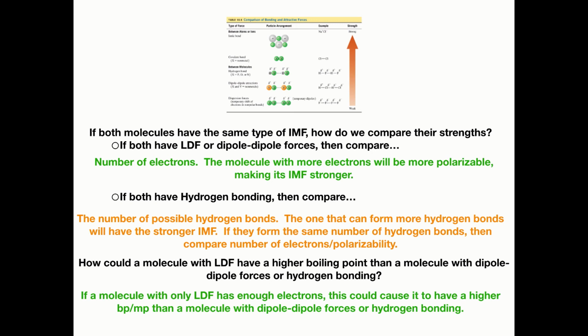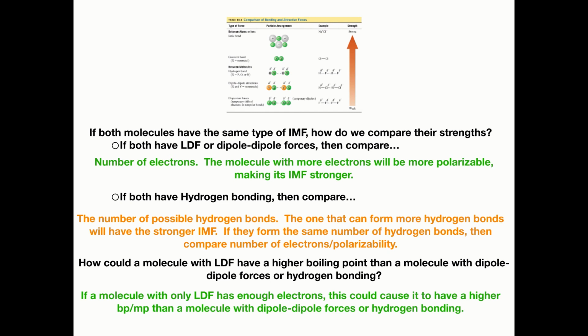If you're looking at two molecules that have the same type of intermolecular attraction, so both dipole-dipole, or both London dispersion, then we compare the number of electrons. The molecule with more electrons is more polarizable, and therefore its intermolecular force is going to be stronger. If you're comparing two molecules that have hydrogen bonding, if they have different numbers of hydrogen bonds, meaning one has, for example, 1 nitrogen versus 2 nitrogens, or 3 nitrogens versus 5 nitrogens, the one that can form more hydrogen bonds is going to have the stronger intermolecular force.